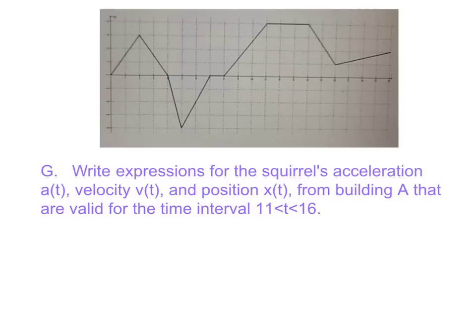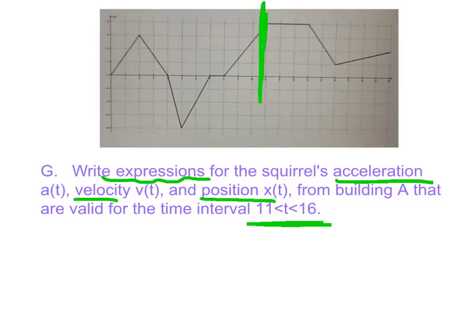It says write expressions, so let's just underline that word, expressions, for the squirrel's acceleration, velocity, and position from building A that are valid for the time interval 11 to 16. So you're only looking at a piece of this graph, so I'm just going to zoom in on it. I'm only looking from 11 here to 16 here. All right, so my goal is to write 3 expressions. So let's start with acceleration.